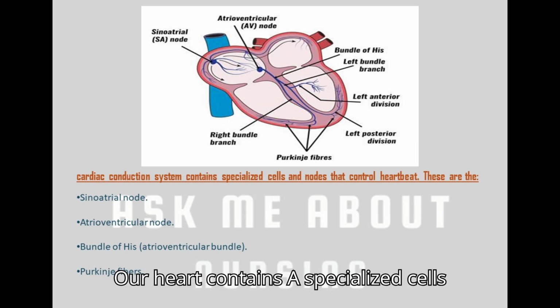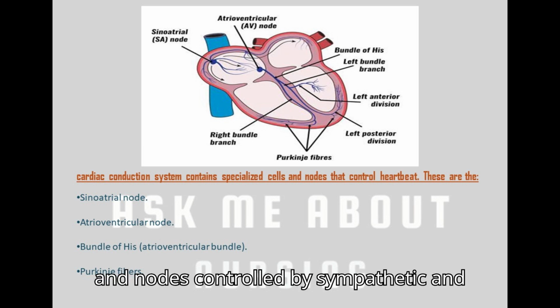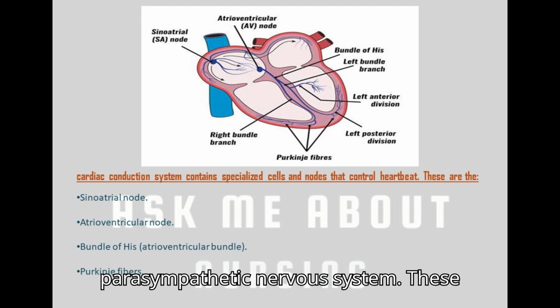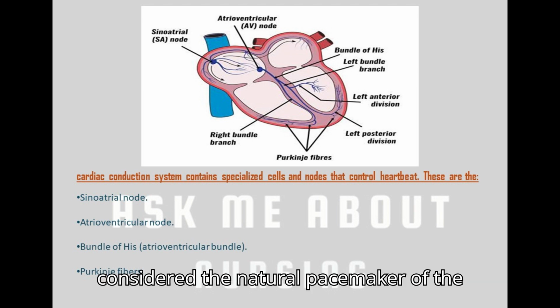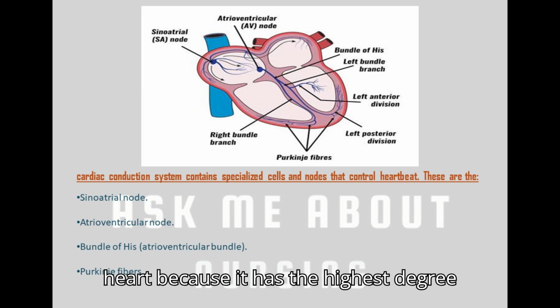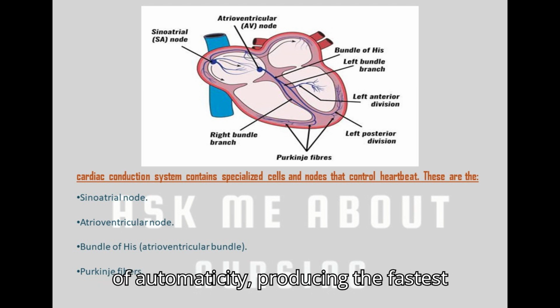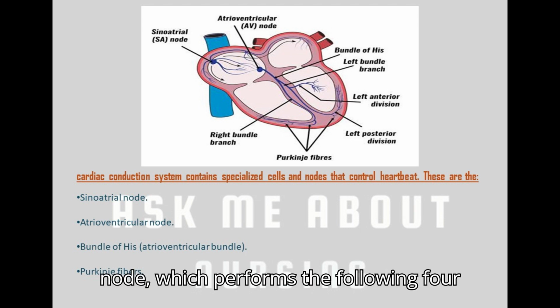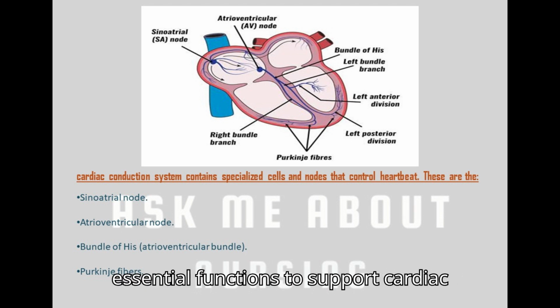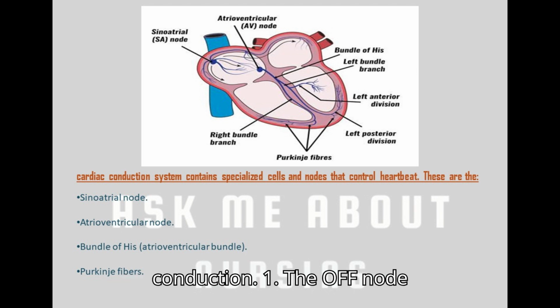Our heart contains specialized cells and nodes controlled by the sympathetic and parasympathetic nervous systems. These nodes are: 1. SA node, which is considered the natural pacemaker of the heart because it has the highest degree of automaticity, producing the fastest intrinsic heart rate. 2. AV node, which performs the following four essential functions to support cardiac conduction.